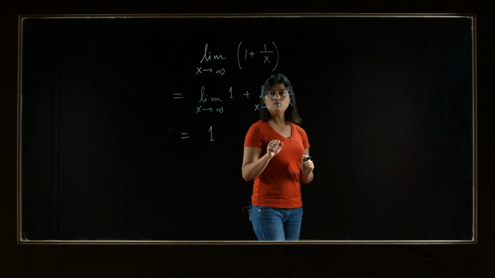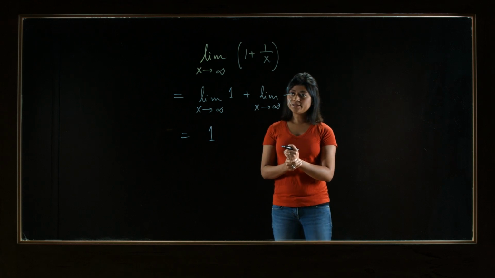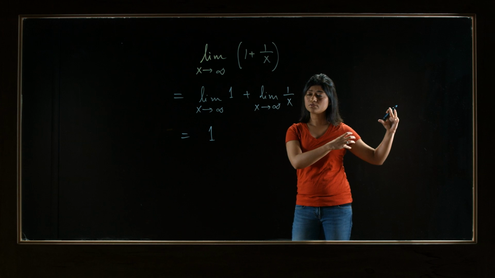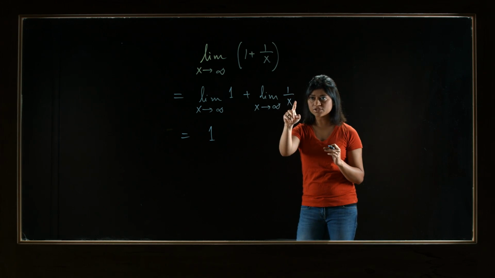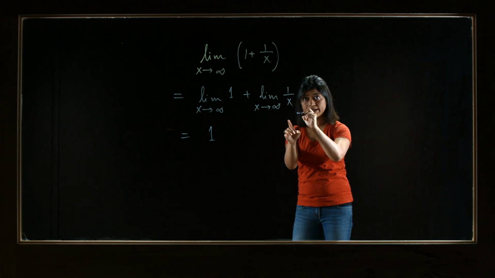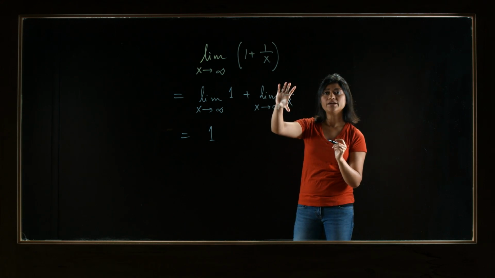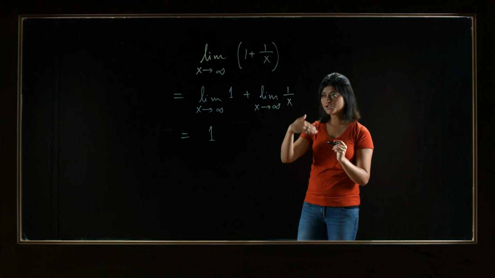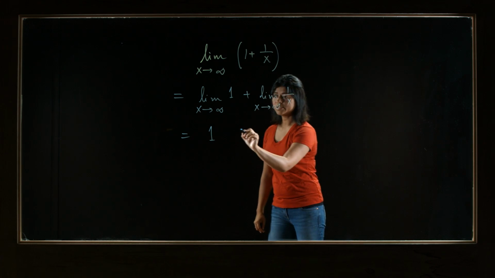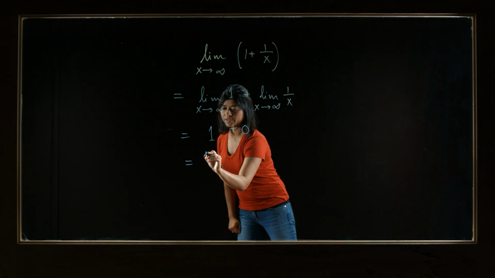Now, the second limit, what is the limit of 1 over x as x approaches infinity? Notice that x is approaching infinity, that means x is taking large values eventually. So, the denominator of this function is getting bigger and bigger, which means 1 over that is getting smaller and smaller. Because you are dividing by a large number, the entire thing is getting small, which in mathematical terms means that as x goes to infinity, 1 over x is going to 0. And so, the limit is 1.